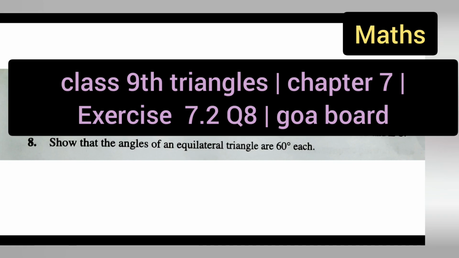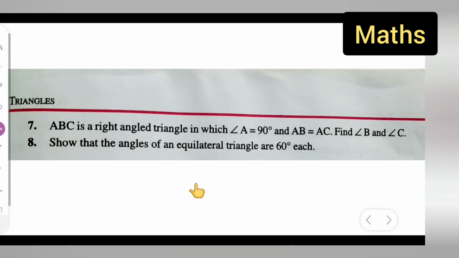So in today's class of mathematics, today's question is taken from class 9th mathematics, chapter 7 Triangles, exercise 7.2, question number 8, which I will be solving today. That is, show that the angles of an equilateral triangle are 60 degrees. Okay, so let me start with the class.